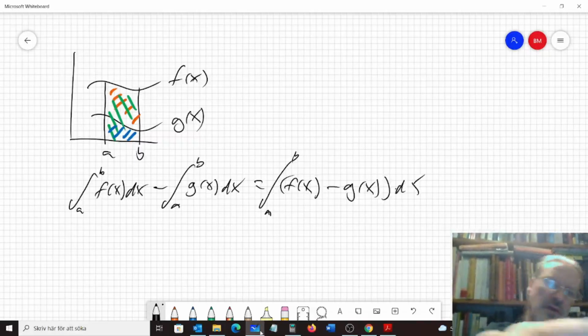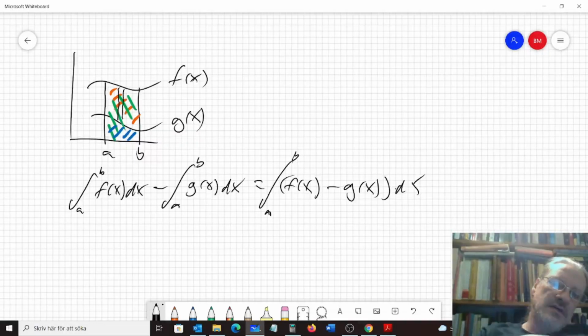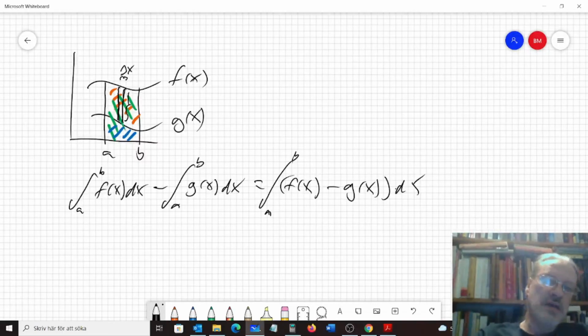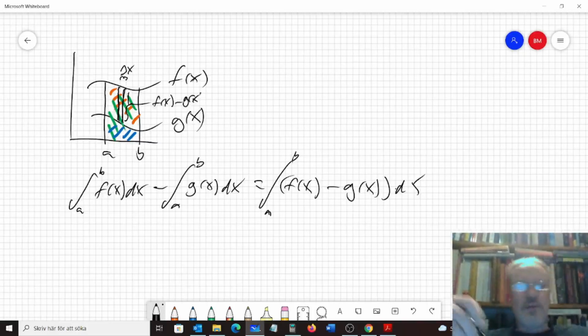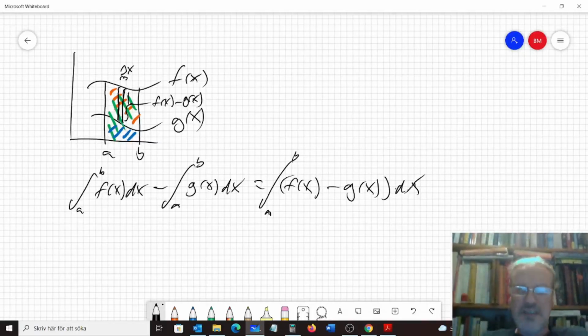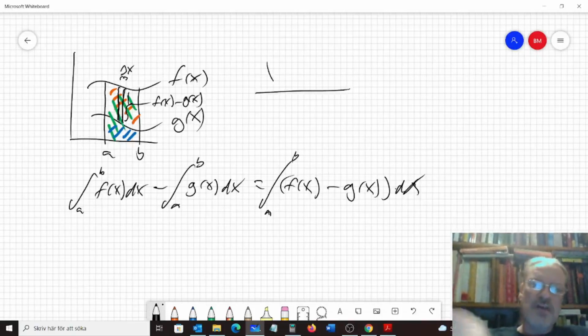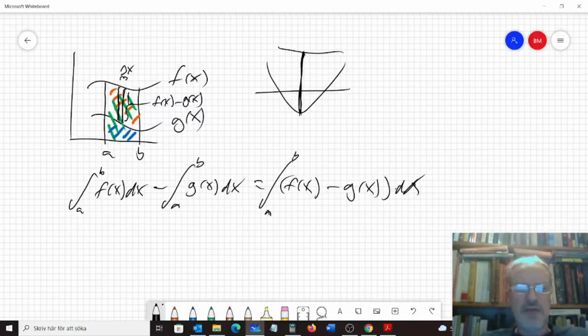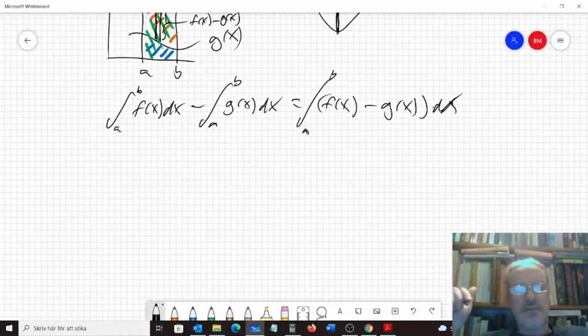In principle, what we do is that we instead add up little areas like this, where the width is delta x and the height now is f of x minus g of x, right? So we create a new function that just gives us the difference in height. The advantage with this is that we don't need to care if one of the functions happened to dip down below 0, because this value minus that value will still give you the distance in between the two graphs. Let's look at a couple of examples.